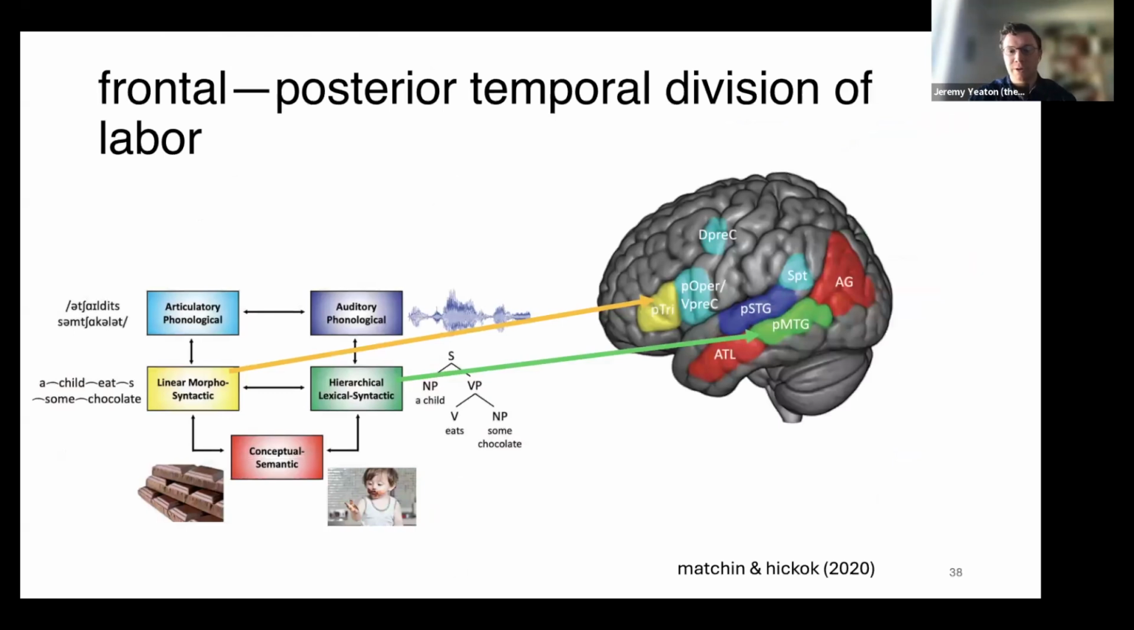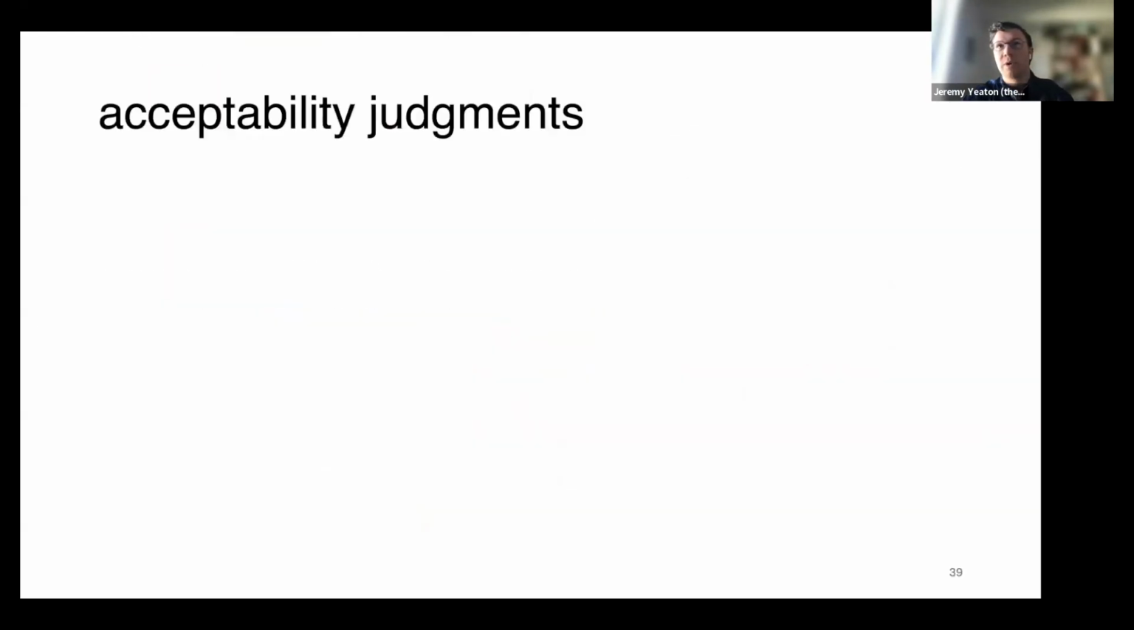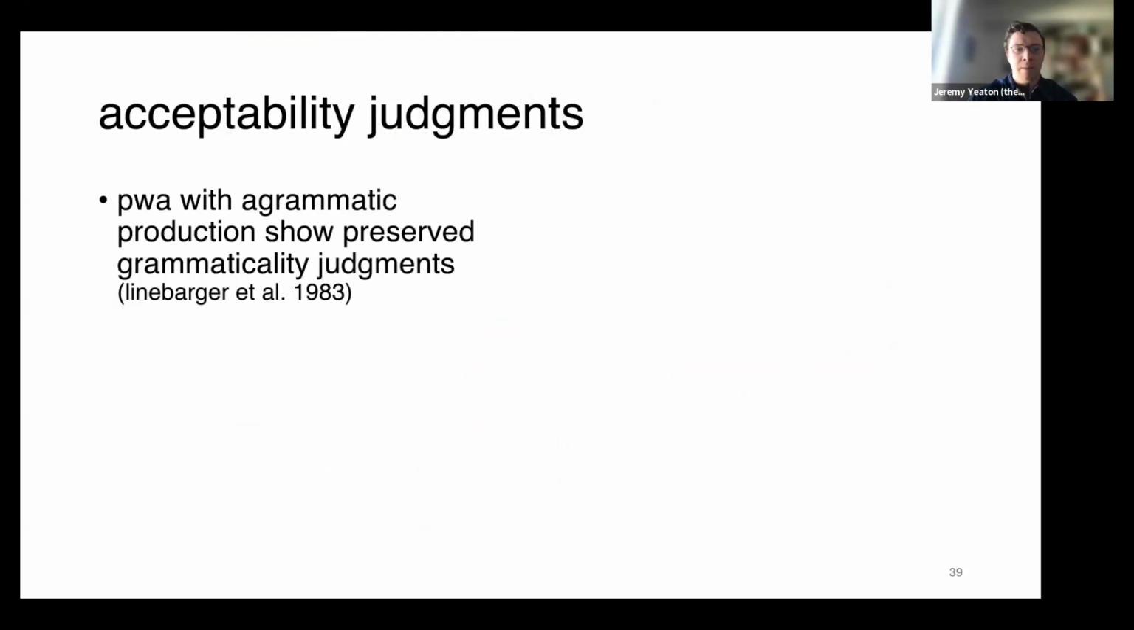So if we return to this figure, our question is now, does damage to the hierarchical or representation zone impact parsing or comprehension? One of the ways that we can look at this is through acceptability judgments. If we're looking at receptive syntax, are people aware when they're hearing an ungrammatical sentence? Linebarger, in 1983, found that people with agrammatic production still showed preserved grammaticality judgments.